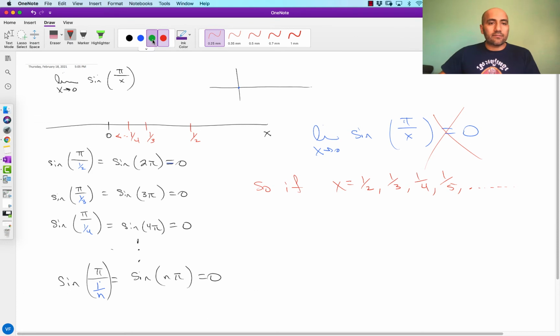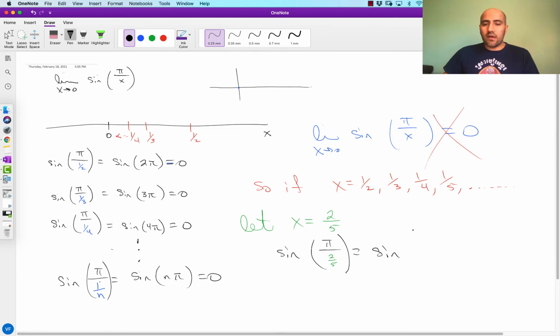But note that there is another path I could take. Let x equal 2/5. What happens at 2/5? If we let x equal 2/5, then my sine function, sine of pi divided by 2/5, is equal to sine of 5 pi over 2, and sine of 5 pi over 2 is equal to 1. Right? This is the same thing as sine of 4 pi over 2 plus pi over 2, and this is just 2 pi.